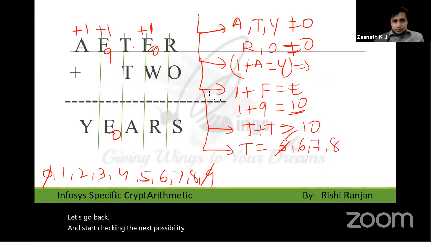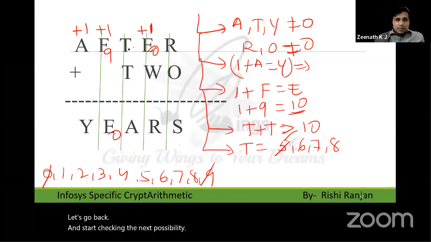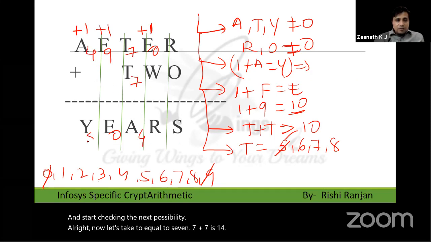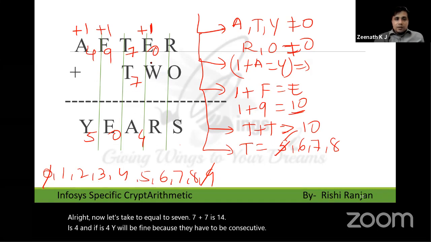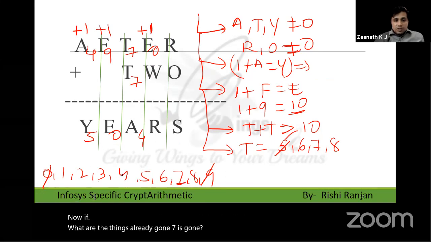All right. Now, let's take T equal to 7. 7 plus 7 is 14. A is 4. And if A is 4, Y will be 5 because they have to be consecutive. Now, what are the things already gone? 7 is gone. 4 is gone. 5 is gone. Okay. Now, what is available? 1, 2, 3, 6, 8.